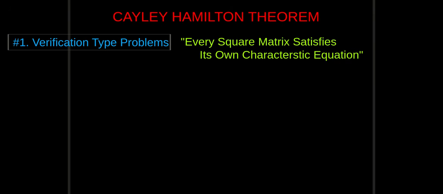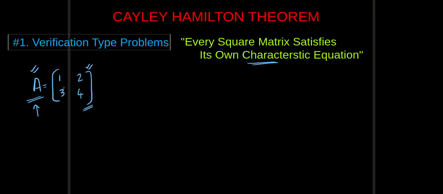So we will do one more very simple problem. So please write, verify Cayley-Hamilton theorem for the matrix A is equal to 1, 2, 3, 4. So it's a 2 by 2 matrix, and I gave you this example so that you are familiar with the characteristic equation of 2 by 2 matrices, because in all the previous videos we were worried about 3 by 3 matrices.